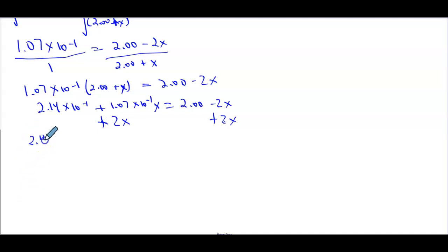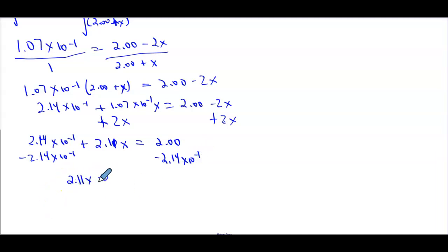So now this is 2.14 times 10 to the negative first plus 2.1, technically 2.11 if we're doing sig figs, x equals 2.00. So now I'm going to get this on the other side to continue to get like terms together. And so I have 2.11x equals 2 minus, sorry, my dog's having issues over there, 2.14 times 10 to the negative first. I get on this side 1.79, rounding with 3 sig figs.